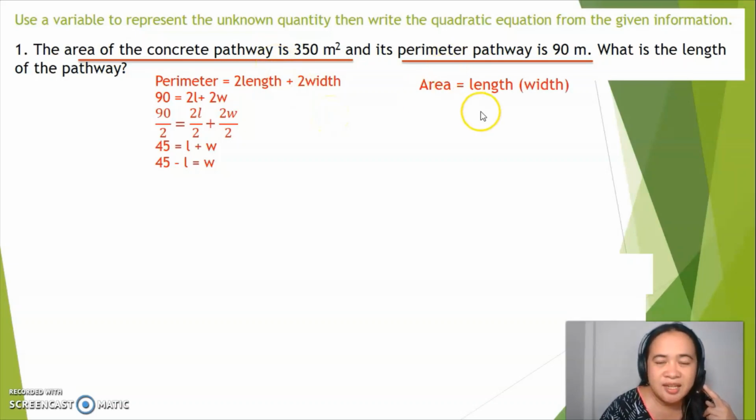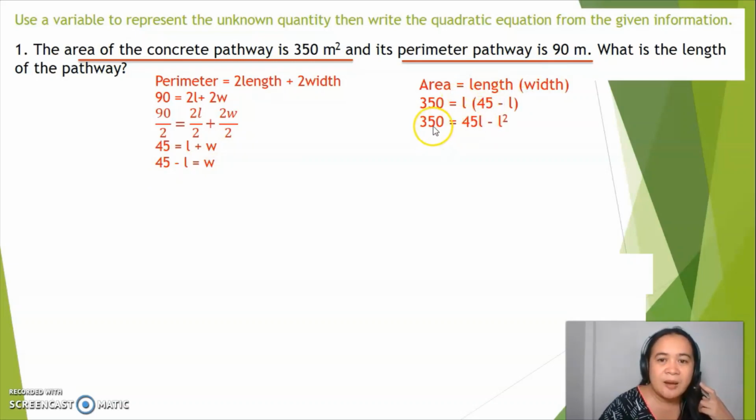Another given is the area, which is 350 meters squared. Take note, the area is length times width. So substitute here: 350 is equal to length times our width, which we can have as 45 minus length. Distributing length, or L, to the terms inside, we end up with this. The final quadratic equation is L squared plus 45L plus 350 equals 0.